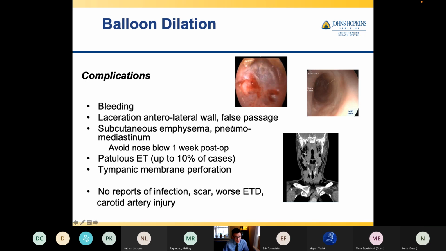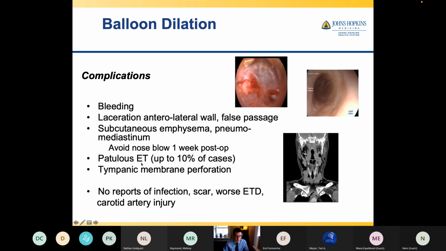Some people have had emphysema reported, subcutaneous emphysema. I tell patients to avoid nose blowing for 1 week after the procedure. Here's an example of one of the cases that's been reported of just subcutaneous emphysema. No serious complications in these folks, at least has been reported thus far. They usually are just treated with antibiotics. Some are admitted overnight. I haven't seen it yet.